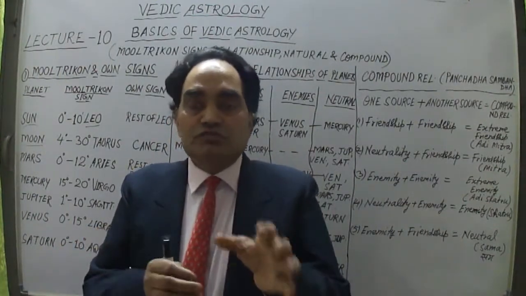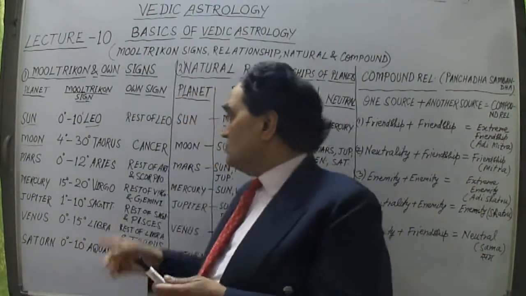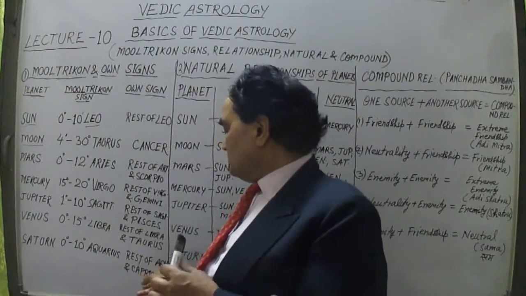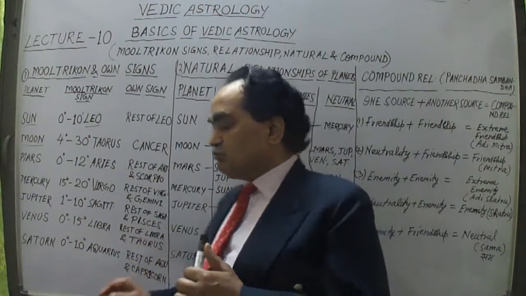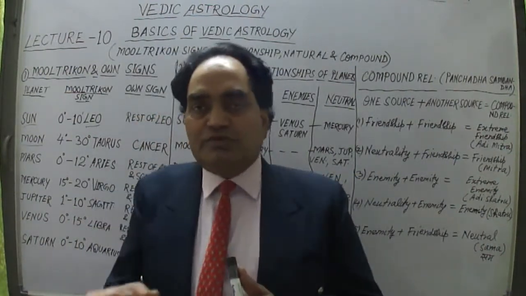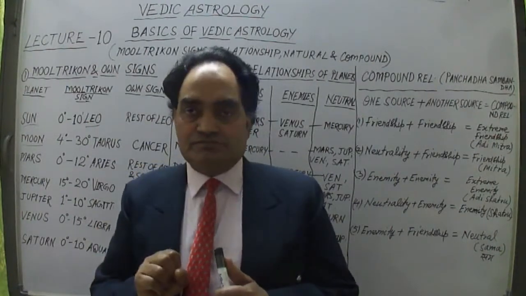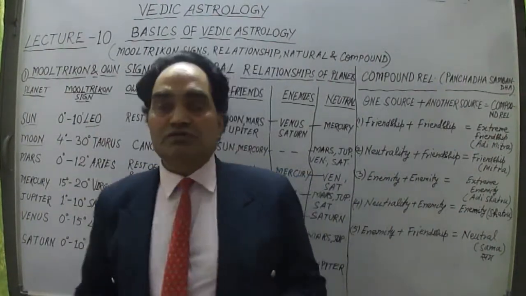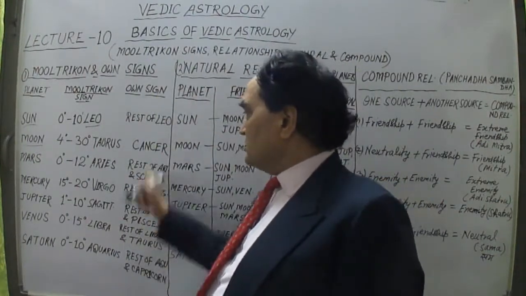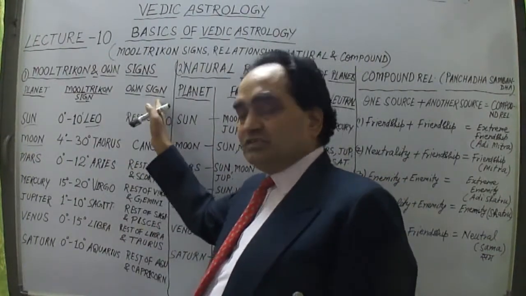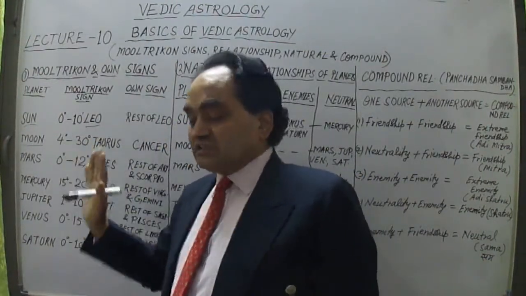Aquarius is the Mooltrikon sign. The remaining portion is owned by Saturn, undoubtedly. Saturn is owner of the remaining portion of this Aquarius sign as well as Capricorn sign, the 10th sign, while Aquarius is the 11th sign. So the rest of Aquarius and Capricorn is owned by Saturn. This is Mooltrikon sign, very important. Mooltrikon sign and own sign: the remaining portion of that sign is owned by the planet. Only Moon is the exception, as I've told you.